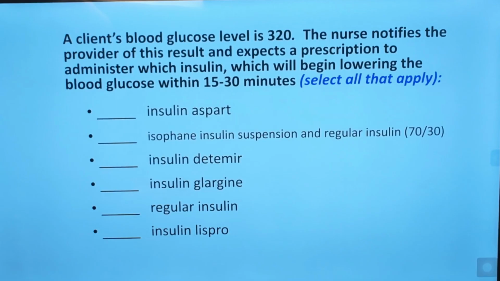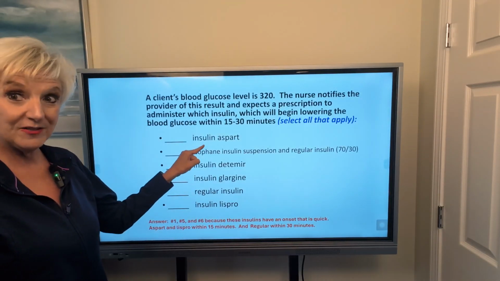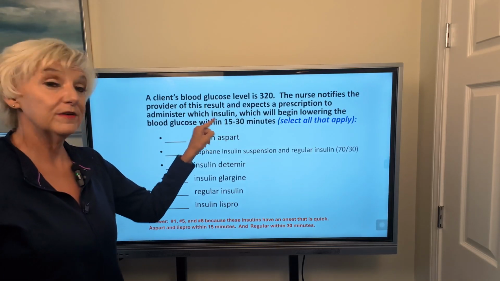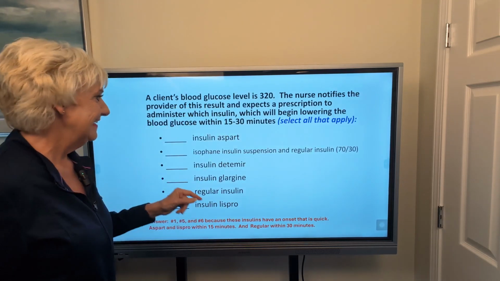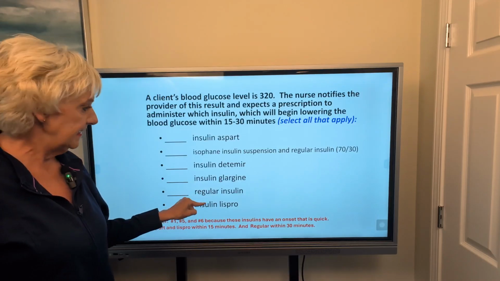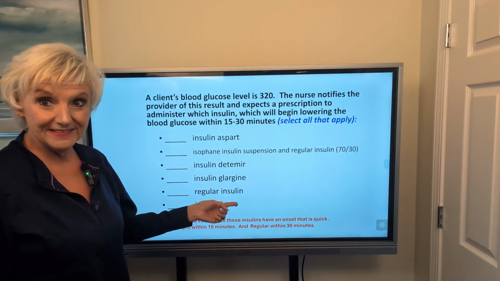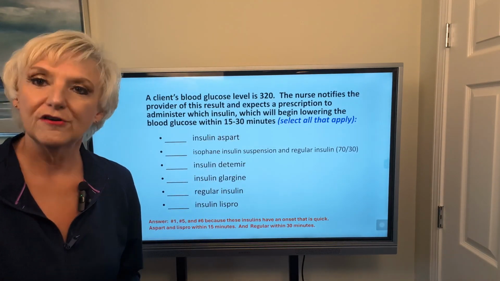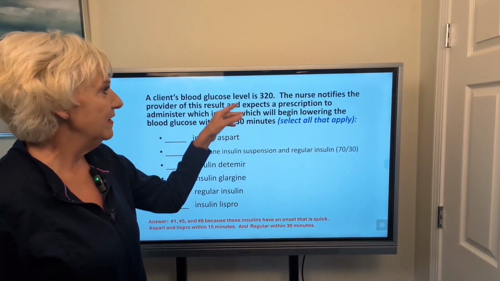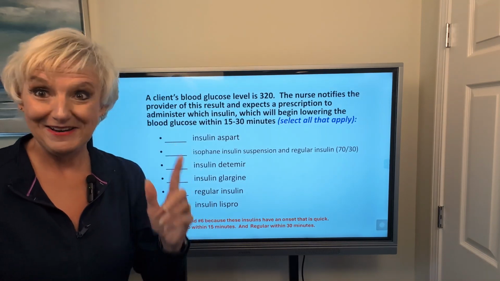Okay, the answers are insulin aspart. That'll start to lower it within 15 minutes. Insulin lispro will start to lower it within 15 minutes. And regular insulin will start to lower it within 30 minutes after you give it. So that blood sugar is going to start to come down.